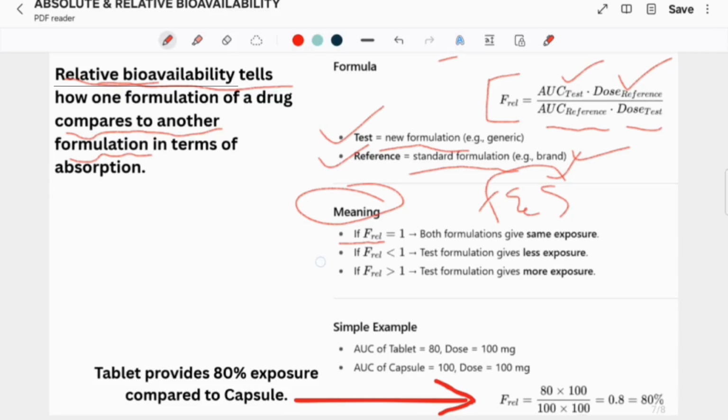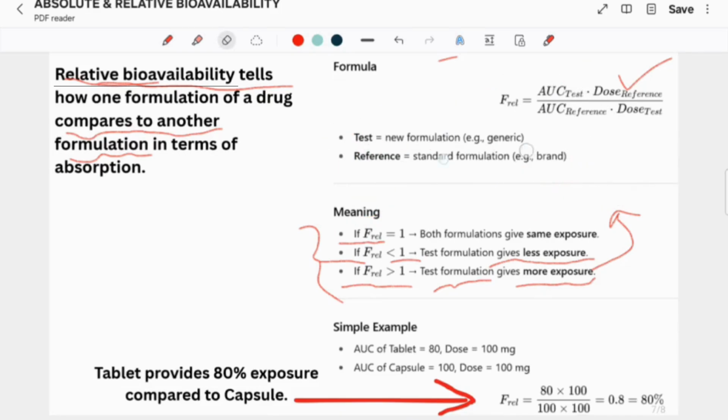Then the second thing, F REL is less than 1, means the test formulation gives less exposure as compared to the standard. Then if the F relative bioavailability factor is more than 1, means the test sample is performing better or gives more exposure as compared to the standard. So there are three possibilities. Relative bioavailability is used to compare two different formulations of the same drug, whereas absolute bioavailability is used to compare the same drug with different routes of administration. That is the main difference between relative bioavailability and absolute bioavailability.